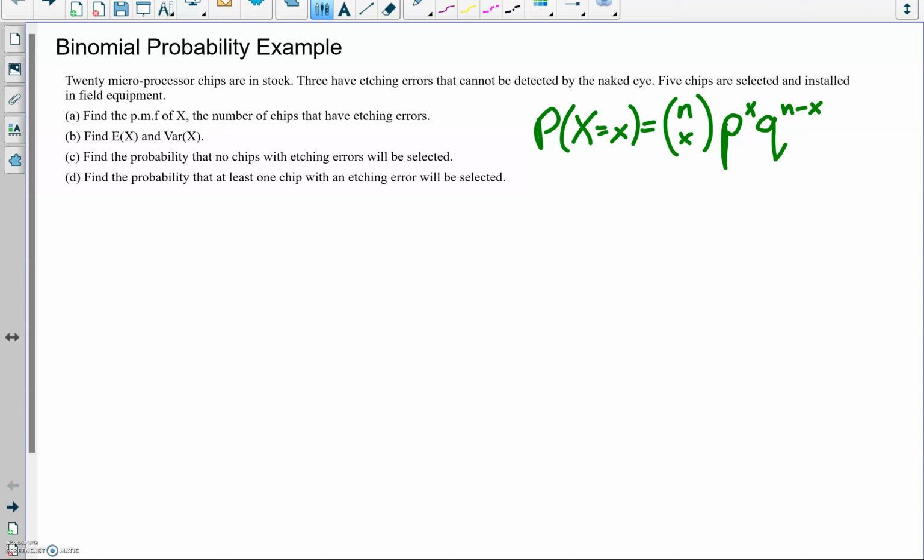Notice that the powers, X and N minus X, when you add them together, you get the total of N. For example, if you're selecting, in this case, the 5 chips, N is going to be 5. The total selected is always your N. Out of those 5 chips, maybe we want to see if there are 2 that successfully have the error. So your X would be 2, and then you would have the power of 2 for the probability of success, which makes sense. You're saying that there are 2 of those. And then for Q, the probability of failure, you would have 5 minus 2, or 3 of those. So that's how those powers always work.